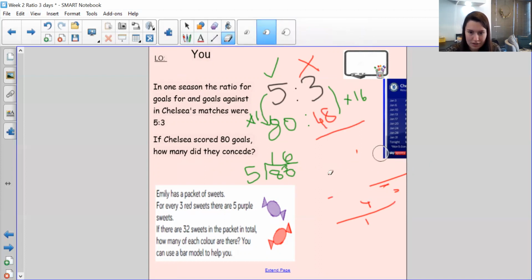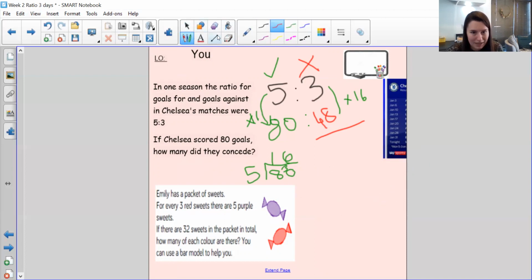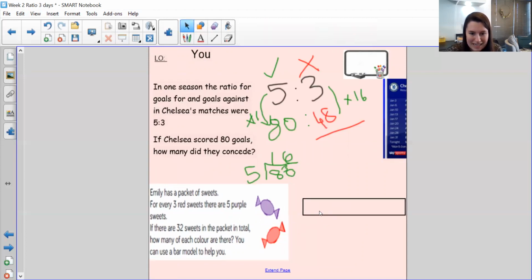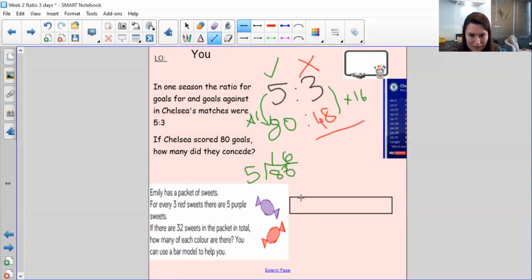Okay, now let's try the other type of question, see if you got this one correct. I'm guessing from the fact that this was the missing ratio that this is going to be a bar method one. I'm going to start drawing it already. Emily has a packet of sweets. For every 3 red sweets, there are 5 purple. So let me get my lines out. 1, 2, 3, 4, 5, 6, 7, 8.